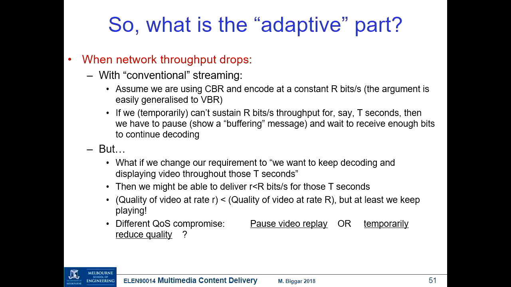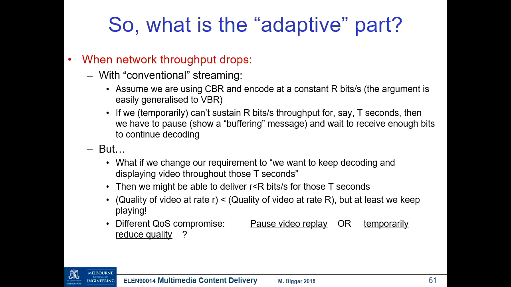But if we just step back from our assumptions about how this is going to operate, let's think about what we would like to achieve. If we change our requirement from we want to keep decoding and displaying video throughout those T seconds, instead of saying we need to acquire R bits in T seconds, our objective is to keep decoding and displaying video throughout those T seconds. And so how do we do that if we can't get R bits per second through?